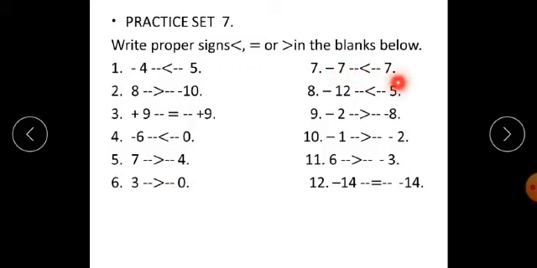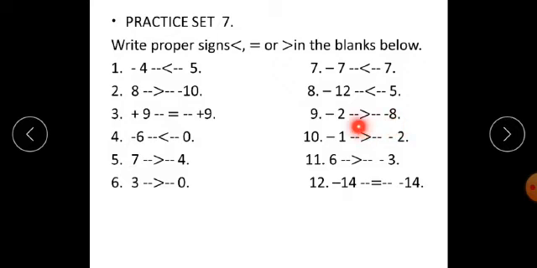Minus 7 and plus 7. Now these two are opposite numbers because they are at equal distance from 0, but in the opposite direction and therefore naturally plus 7 is greater than minus 7. Minus 12 and 5. Minus 12 is a negative number which is less than 0 and therefore 5 is the bigger number. Minus 2 and minus 8.